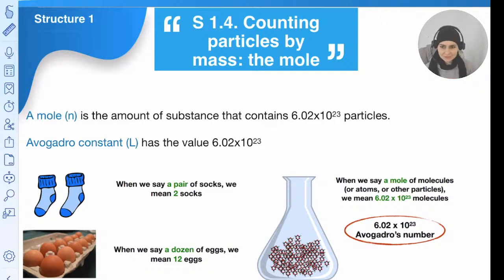So today we are going to do structure 1.4 for IB. It's moles, and this is one of the most requested topics for the coming mocks. If you've already had mocks, well then you still need to know this for the real exam, right?